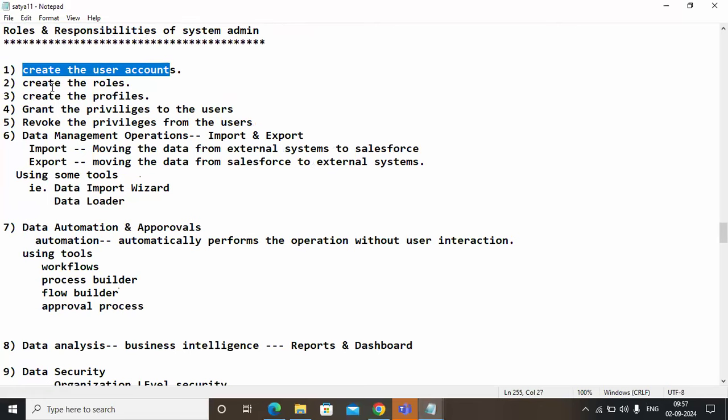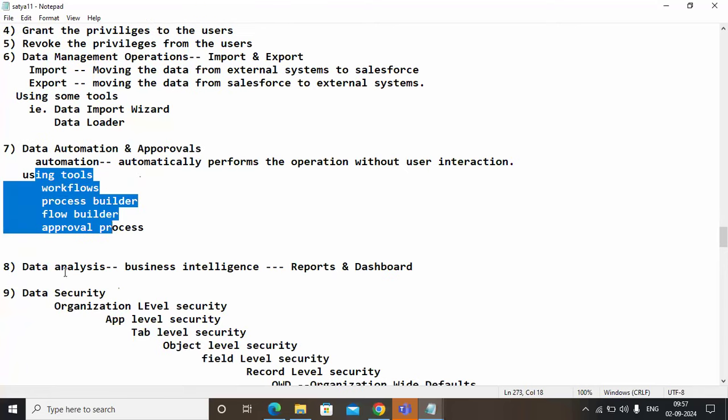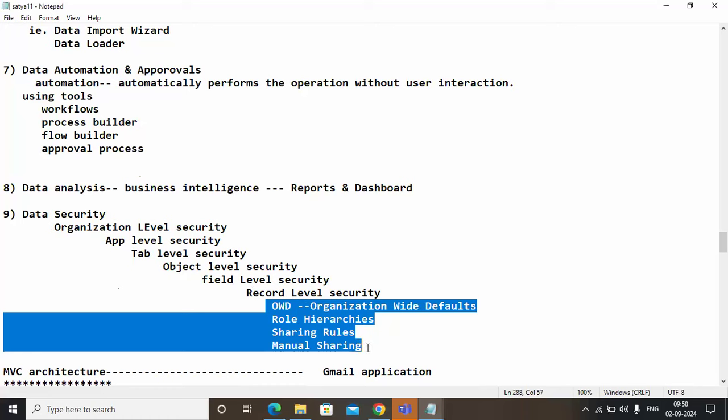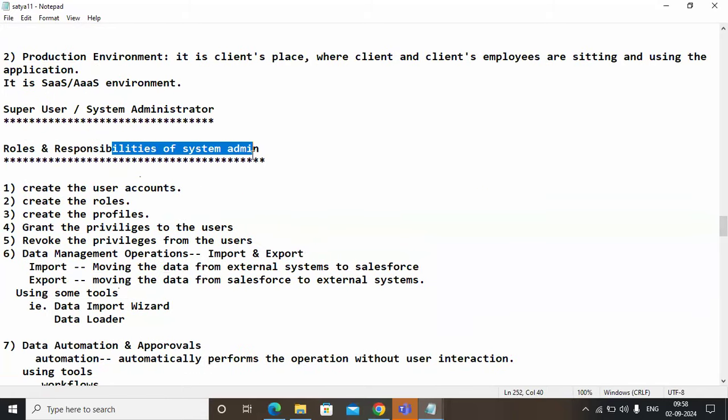Roles and responsibilities of system admin: creating the user accounts, creating the roles, creating the profiles, granting the privileges, revoking the privileges, data management operations, import export, data import wizard, data loader, automations, workflows, process builder, flow builder, approval process. Data analysis, reports and dashboards. Coming to data security: org level, app level, tab level, object level, field level, record level. On record level, we have something called OWDs. I hope you understand all this terminology, right? So these are the topics we'll discuss in the admin part.